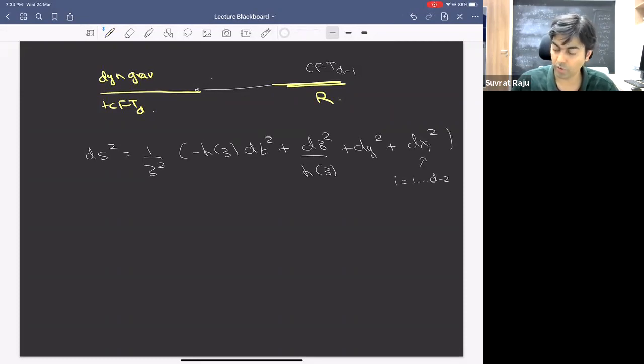So this whole setup has D+1 directions, and I've picked out one of the planar directions, which I'm calling y, which you see here. And h of z here is just 1 minus (z/z0) to the power d. Now, in this geometry, one can put a brane at y equal to 0.